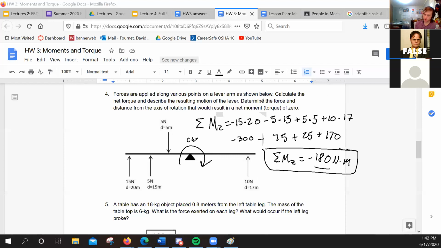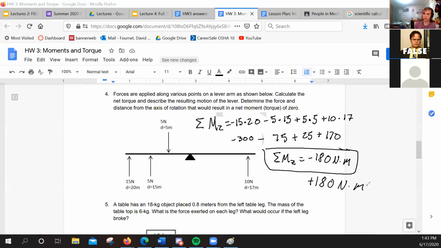So the next part of this question is we need to determine the force and distance from the axis of rotation, which just means the pivot point, that would result in a net moment of 0. Okay? So we know that from all of these forces that are already given to us, our net moment is a negative 180, right? Mm-hmm. So basically, it's just asking us to make that 0. So we just need to counteract that 180. Plus 180, yeah, if we add 180 Newton meters, then that'll fix it.